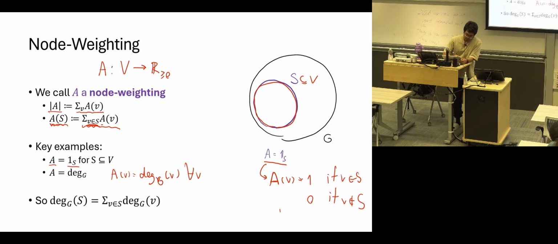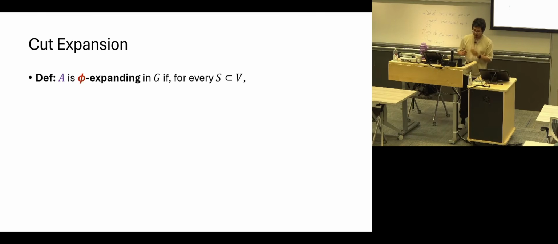So for example, degree of S is just the sum of the degrees of all vertices in S. Question about this? Alright. And now I can talk about expansion. So I would say that a node weighting A is phi expanding in G if the following is true.